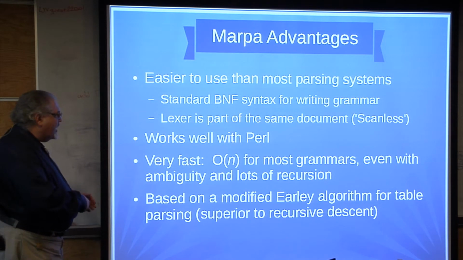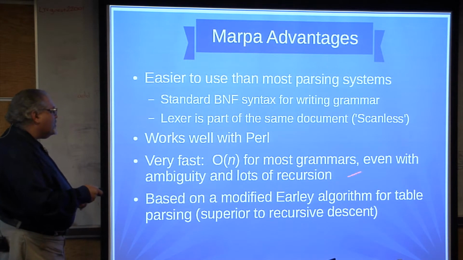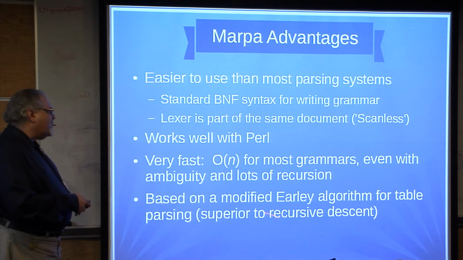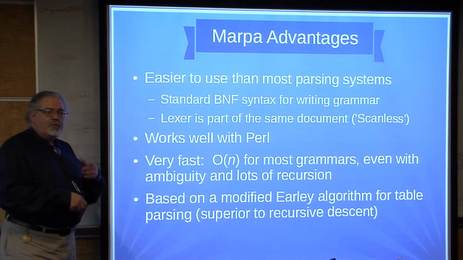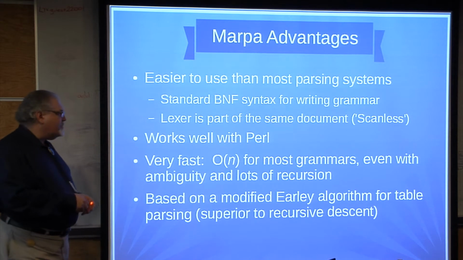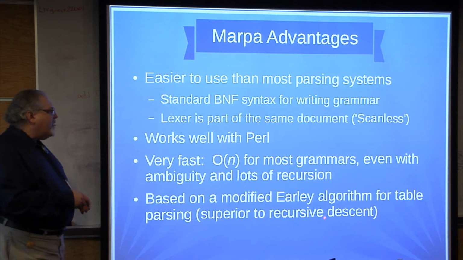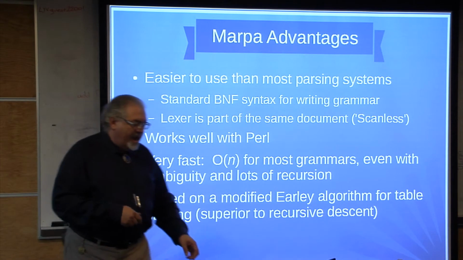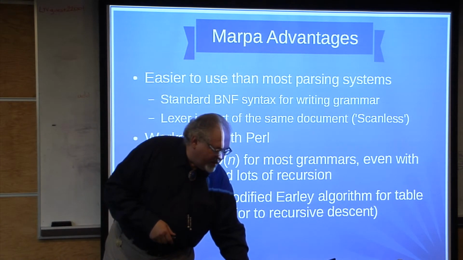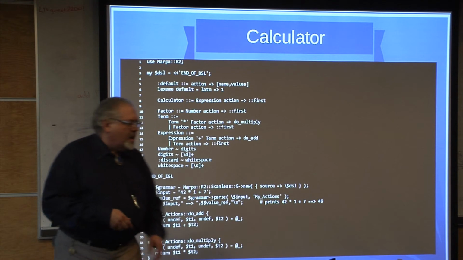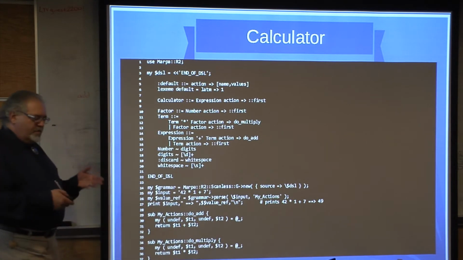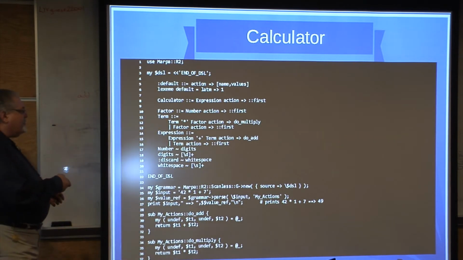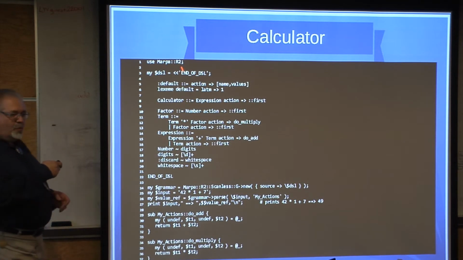This system is actually faster than most of the grammars, even with ambiguity and lots of recursion. They use Jay Earley's algorithm. He's a famous mathematician and programmer who did a lot of work on parsing algorithms. So there's a modified Earley algorithm, and it's very superior to recursive descent. It's much faster than systems like Lex and Yacc. It's got an XS module so that it's not pure Perl. But here's an example of a calculator written with Marpa in Perl. Let's pretend that it's got use strict and use warnings up there, right?